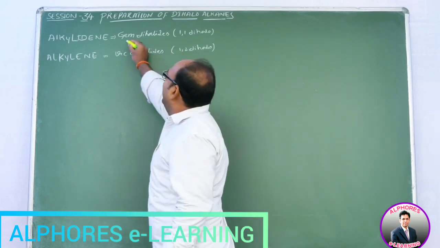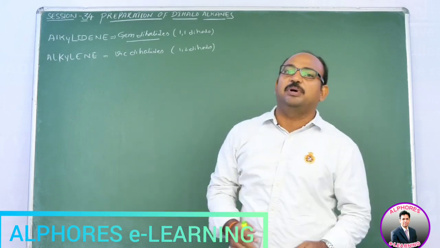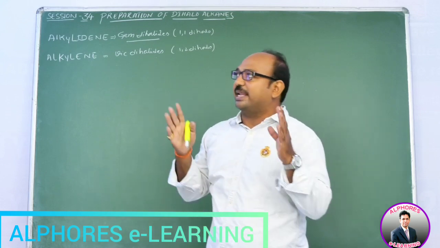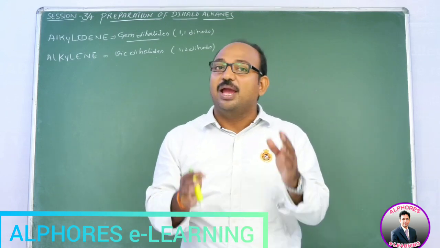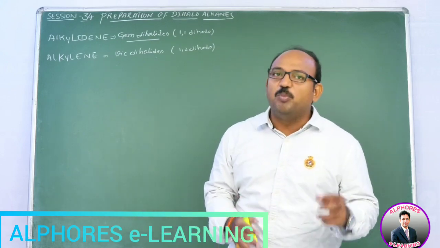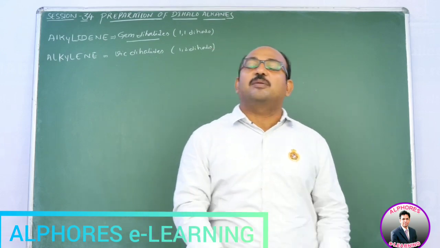Here, gem dihalides means both the halogen atoms are attached to the same carbon, and vicinal dihalide means the two halogen atoms are attached to two different carbon atoms, but the two must be adjacent. In other words, vicinal dihalide means both the halogen atoms are attached to adjacent carbon atoms.